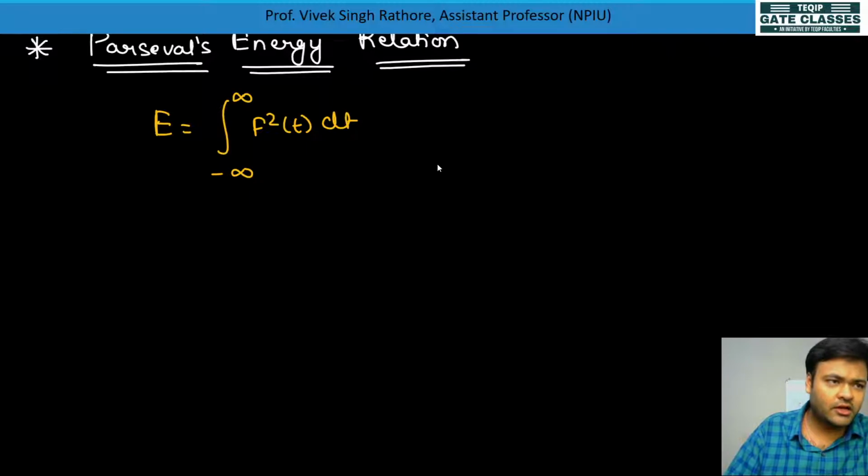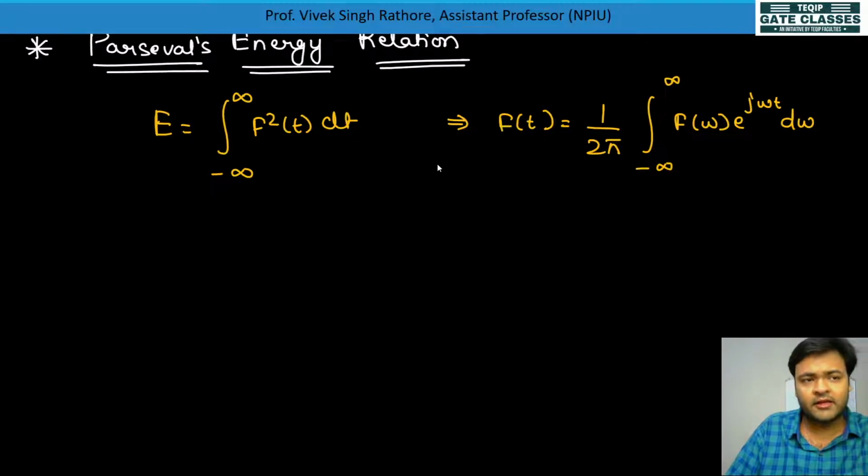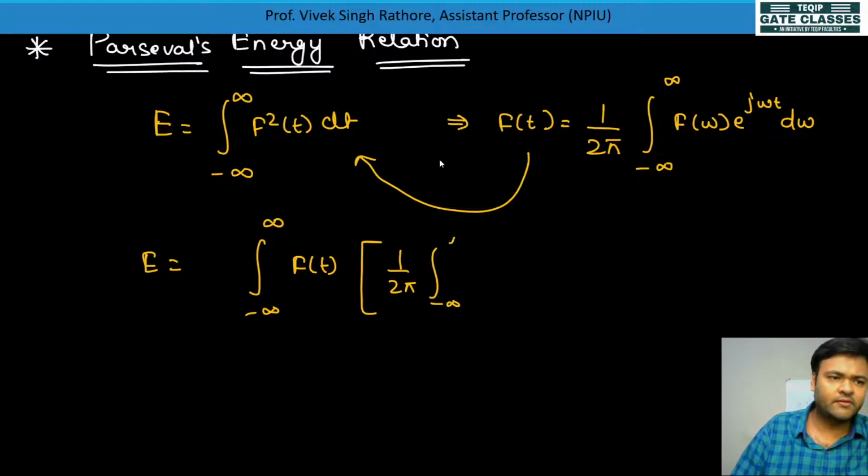Okay, so you also know that f of t can be calculated as the inverse Fourier transform: 1 by 2 pi, integral from minus infinity to infinity of F of omega e to the power j omega t d omega. Taking the inverse Fourier transform of F of omega, you will get f of t. Directly you can put this f of t in the energy formula. So energy E is equal to the integral from minus infinity to infinity of f of t into f of t, and for one f of t we can write 1 by 2 pi integral from minus infinity to infinity of F of omega e to the power j omega t d omega, and the dt will come here.